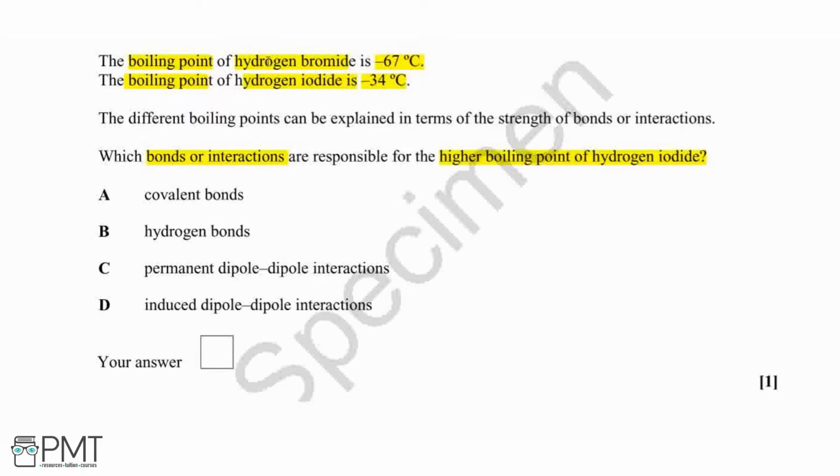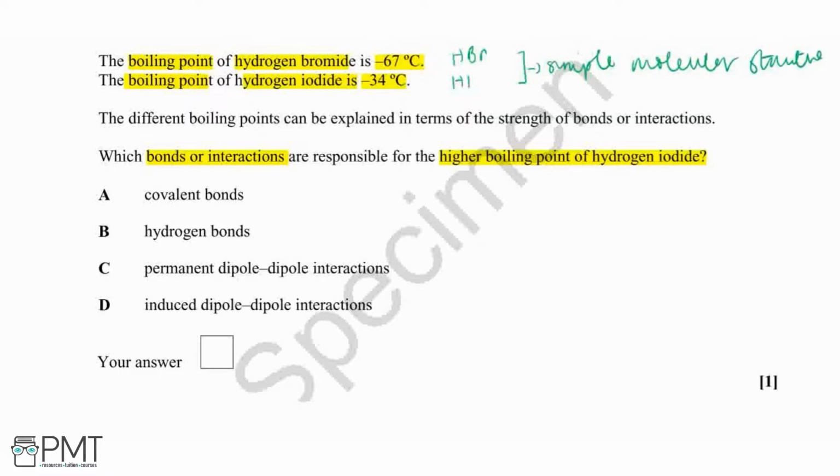So hydrogen bromide and hydrogen iodide are both non-metal based compounds, and we know the formula of each of these as HBr for hydrogen bromide and HI for hydrogen iodide. And this is because for both of these we've got a simple molecular structure.